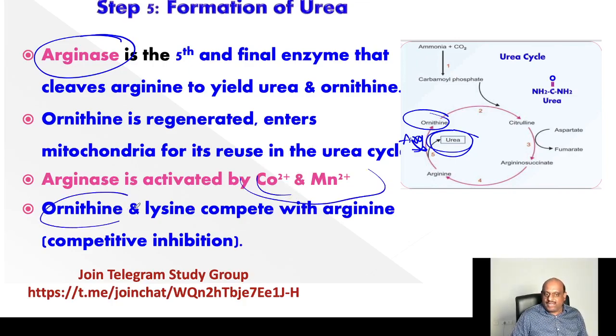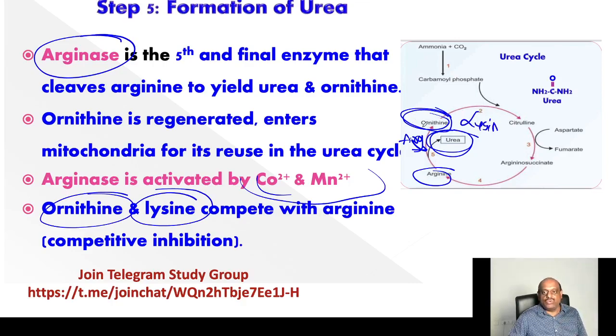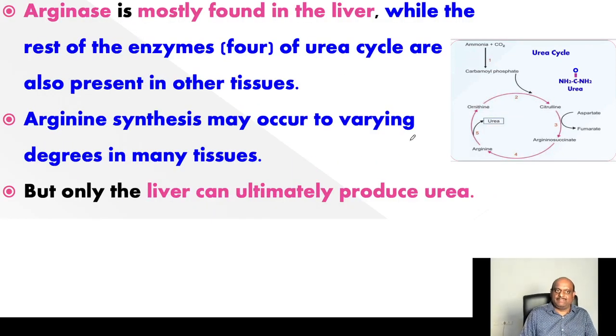Then this ornithine and lysine, they both compete with the arginine. So the end product ornithine and also lysine, these two will have a competition with the arginine for the arginase, is what you need to remember. So the end product is a competitive inhibitor, feedback inhibition.